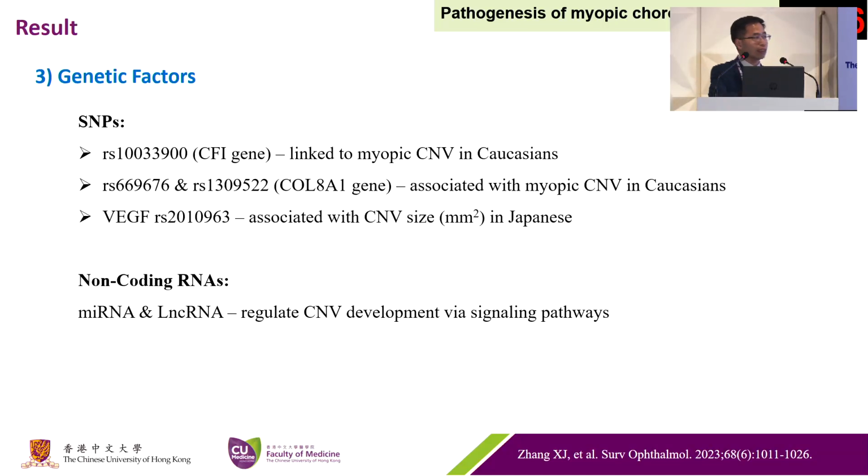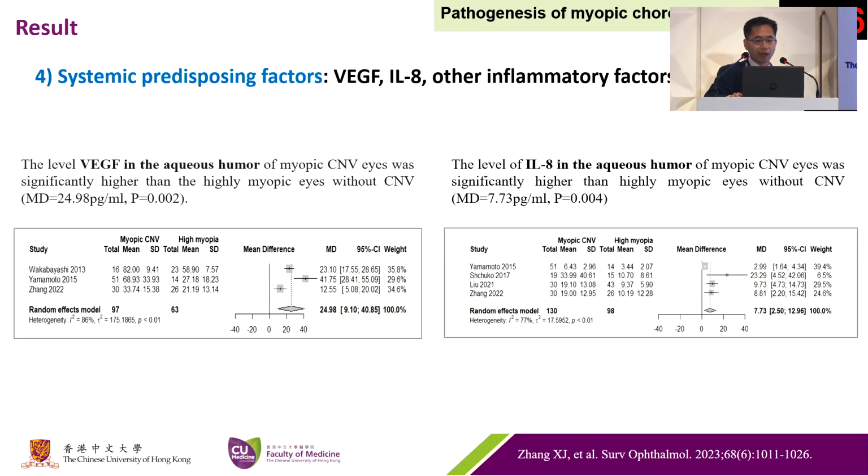The genetic factor is also related. It has been identified that SNPs in the CFH gene can be linked to myopic CNV in Caucasians. Another, the COL8A1 gene, is also associated with myopic CNV in Caucasians. And the VEGF gene is also associated with the CNV size in Japanese. Some non-coding RNA genes have also been associated with CNV development through different signaling pathways.